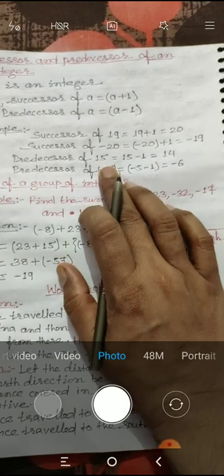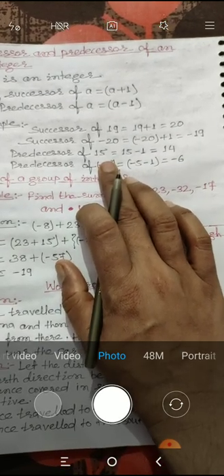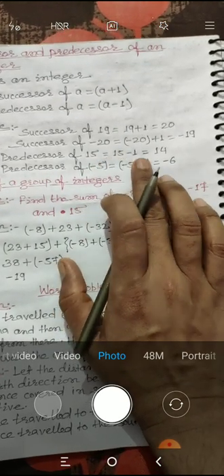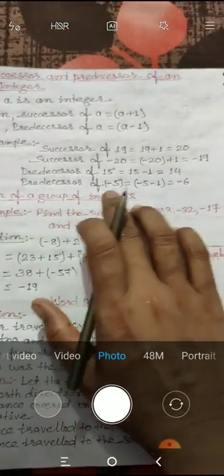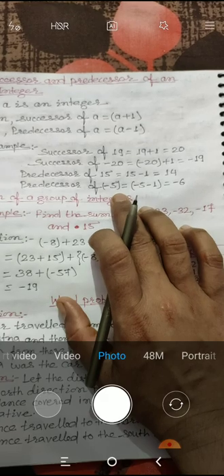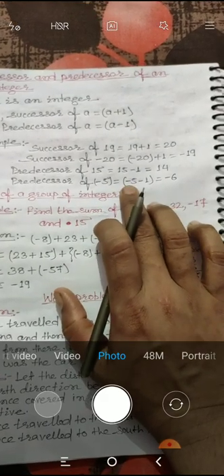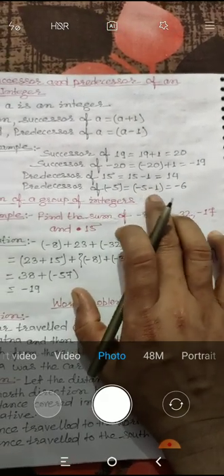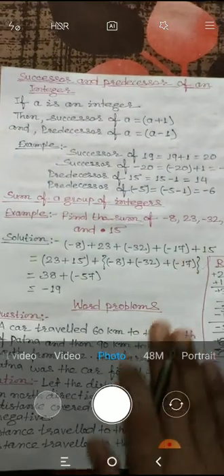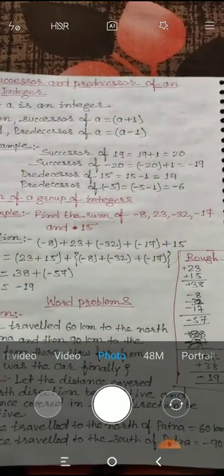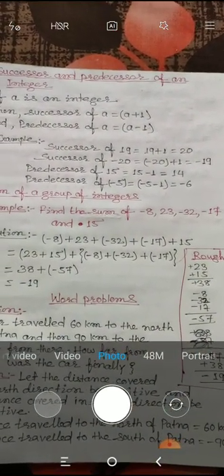Now the predecessor of 15. Predecessor means before, so you have to subtract. 15 minus 1 equals 14. Predecessor of minus 5. Minus 5 and minus 1 both have the same sign, so the answer will be minus 6. So this is the successor and predecessor of an integer.